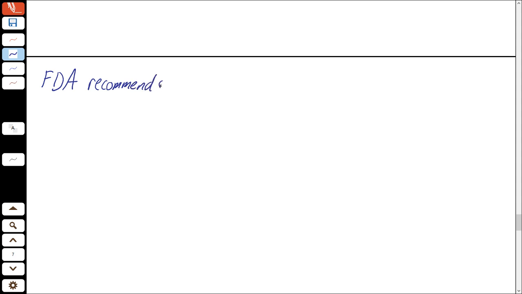The FDA recommends that you consume less than 2.4 grams of sodium per day. That's 2,400 milligrams. It's our recommended daily allowance of sodium for an adult who hasn't been otherwise directed.